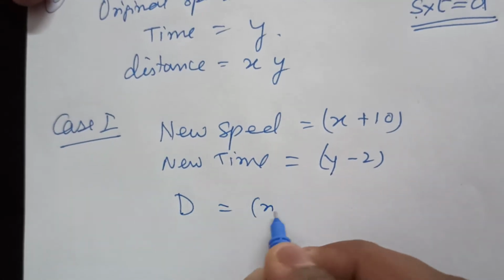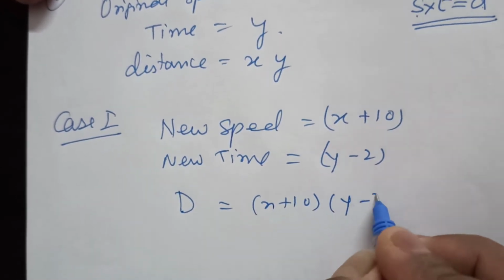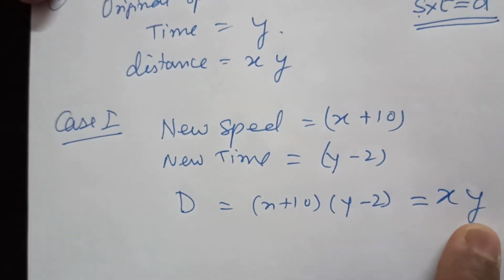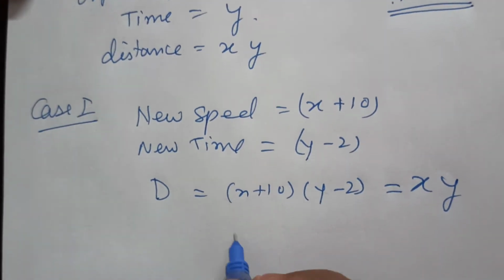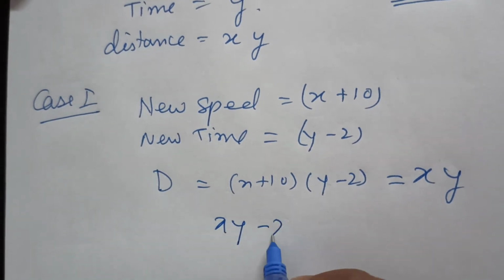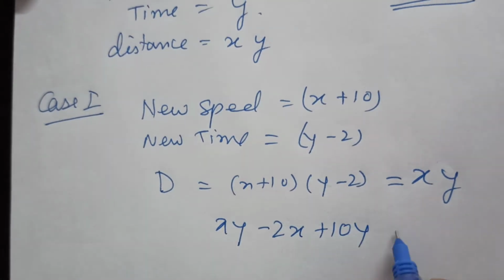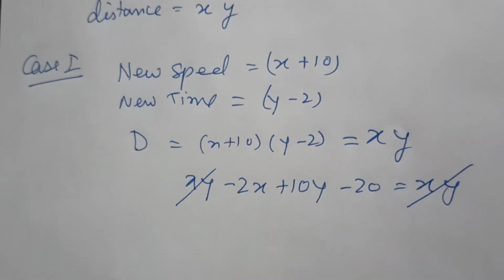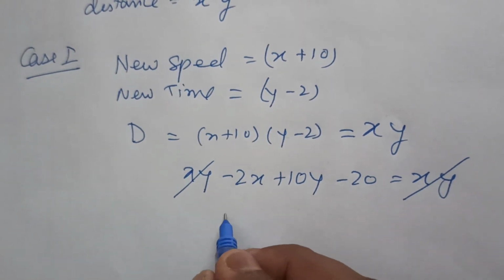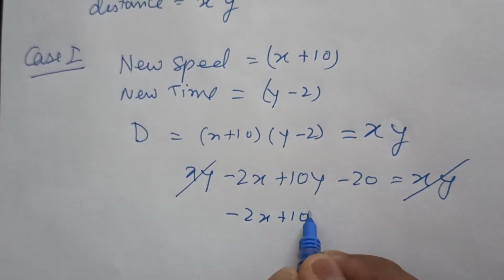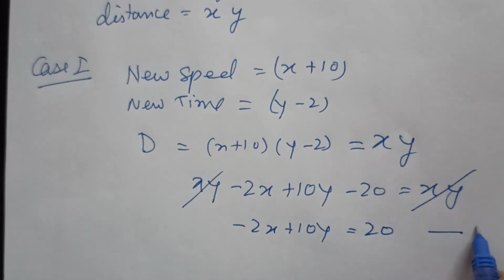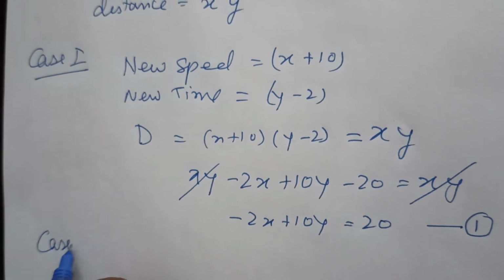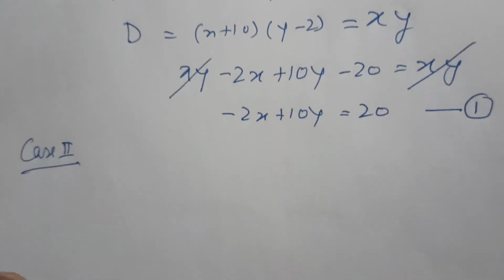Distance is x plus 10 into y minus 2 and the original distance is xy. So we equate this distance and this distance. Let us open the brackets. We get xy minus 2x plus 10y minus 20 is equal to x into y. So this xy gets cancelled and on opening the bracket we get minus 2x plus 10y is equal to 20. We leave the equation here only. We can divide by 2 but we will see how and what is required in the question.